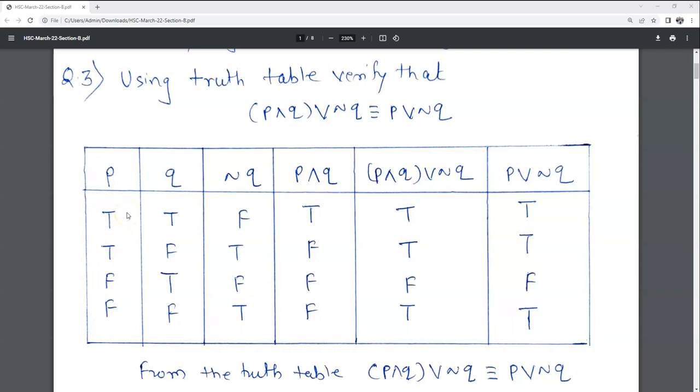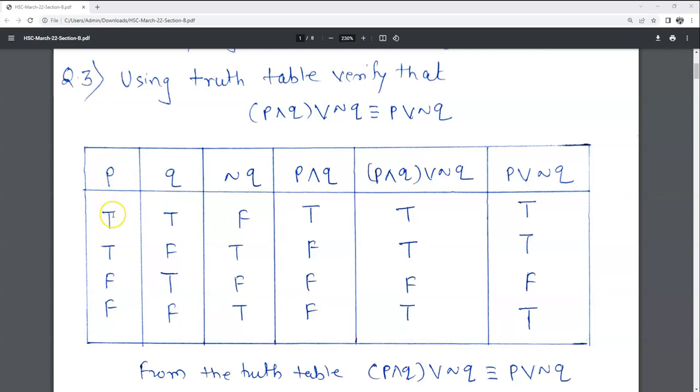जर इथे 3 propositions दिले असते, then total entries किती आल्या असत्या? 2 raised to 3, that is 8. इथे 4 दिले असतील तर 2 raised to 4. So if n number of propositions are given, then it is 2 raised to n entries here. So here there are 2, therefore 2 raised to 2, which is 4. Now, we only have P and Q. So let's write P and Q.